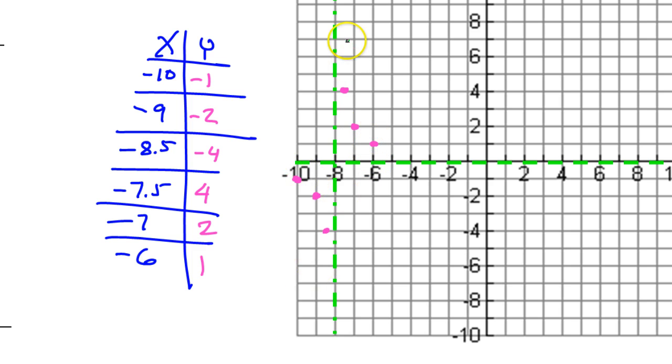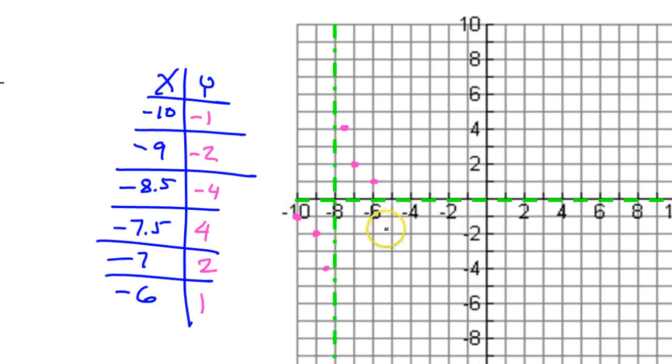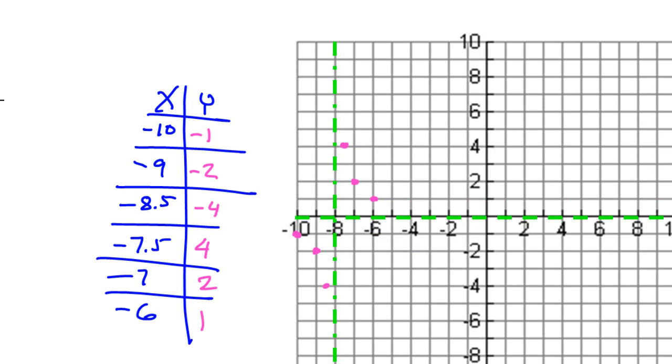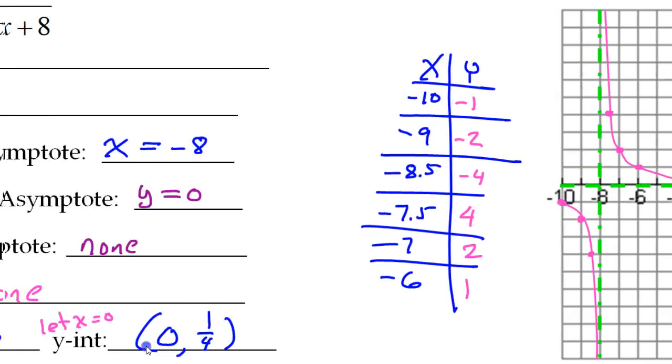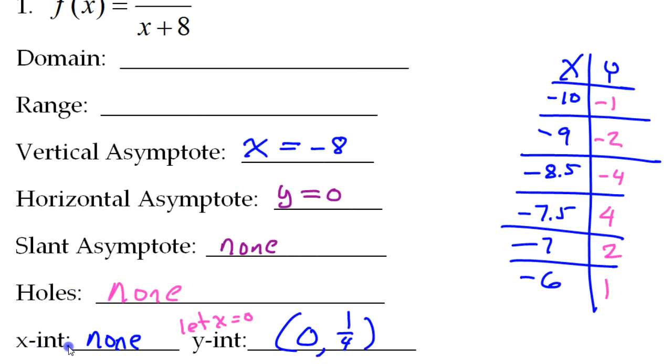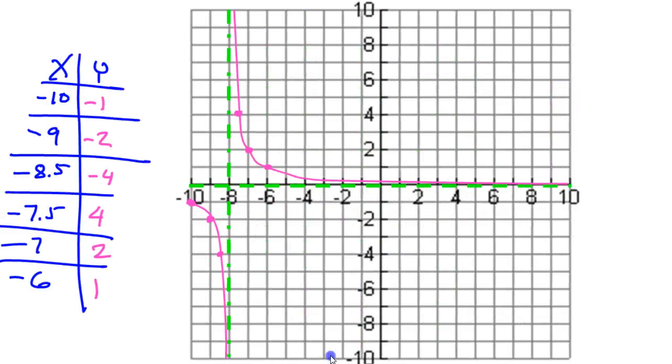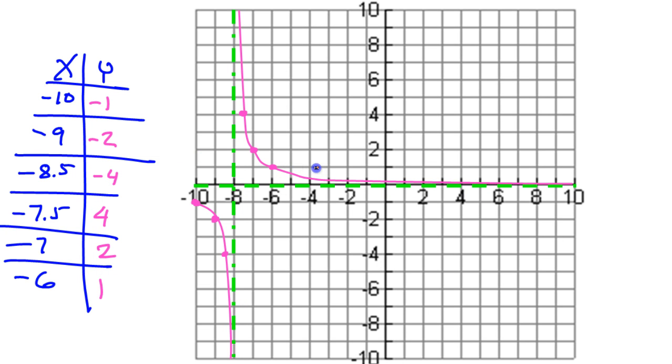So we can see the two branches. All we have to do is draw the curve. Approaching the asymptotes on either end, your graph should look something like this. So now we can answer the rest of the questions. The domain is the x values. You can see the graph goes to the right forever and it goes to the left forever, but it skips over the vertical asymptote.